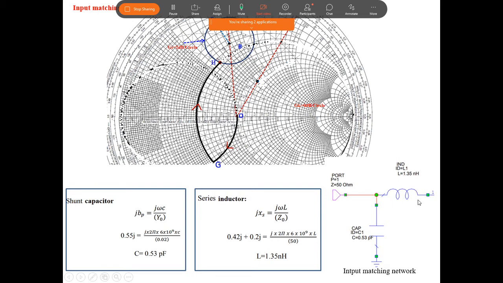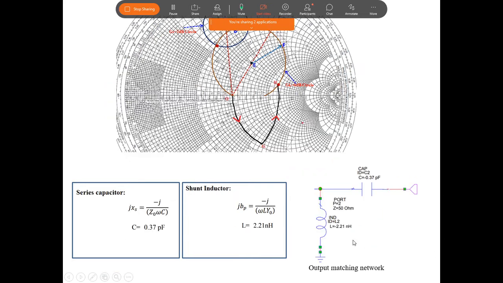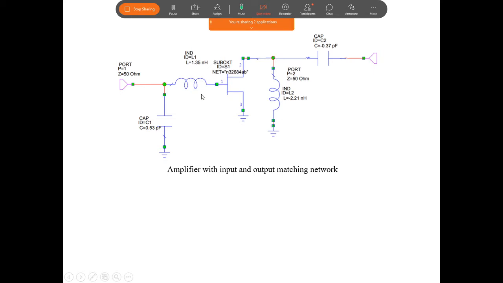Okay, so the inductance value you can easily find, that is the X value, the reactance. What is the reactance value? As you move from here to here, what is the change in the reactance? You find that out. Substitute that reactance value here, you will get this answer. Okay, L is equal to 1.3. So this is the input impedance matching network. So we have to put the input impedance matching network.